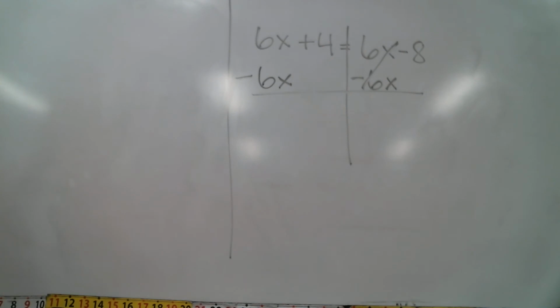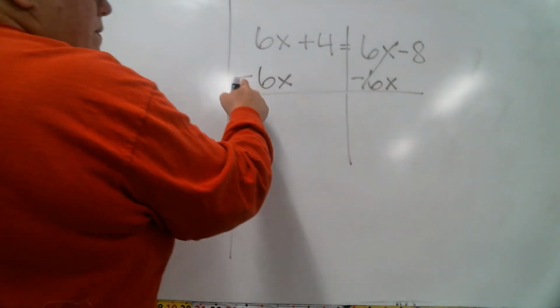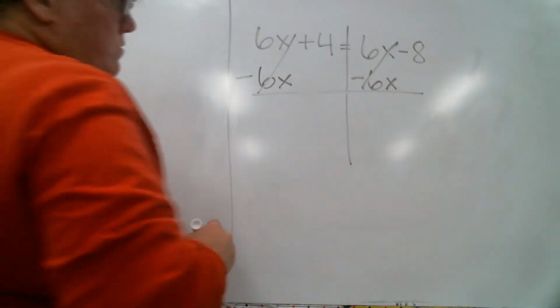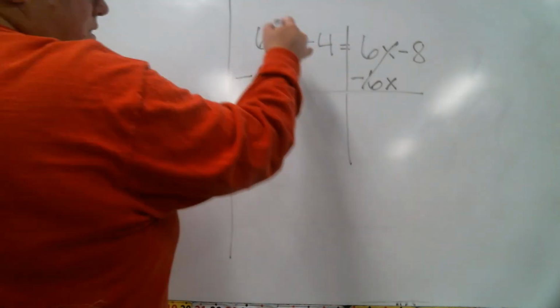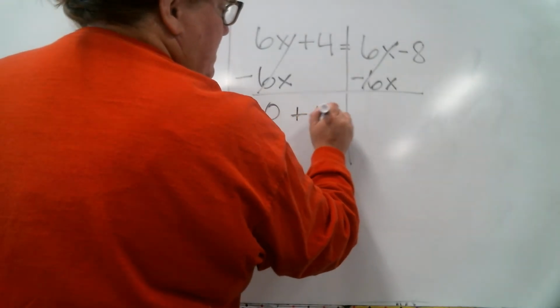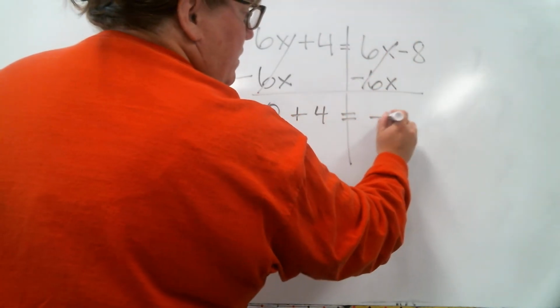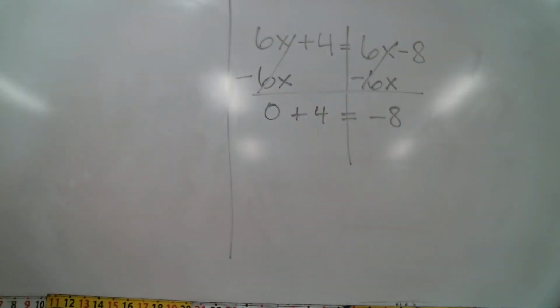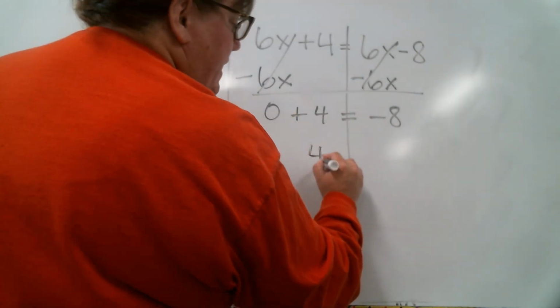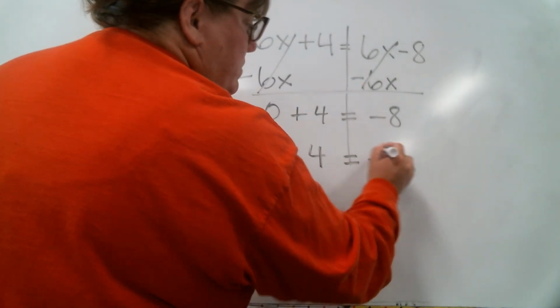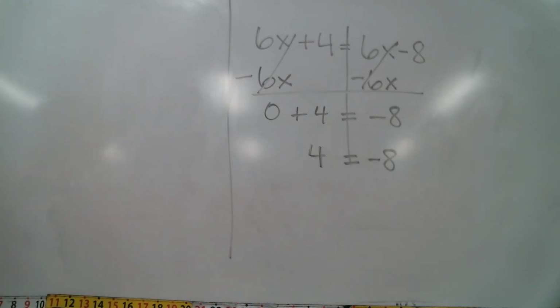And since I subtracted 6x from here, I also have to subtract 6x from here. And this is what I told you whenever I said that something funny was going to happen. 6x minus 6x also cancels out, or is 0. You could think of it as 0 plus 4 equals -8. So if I go ahead and write this as 4 equals -8, I have no variable. My variable canceled out, and I'm left with something that is not true.